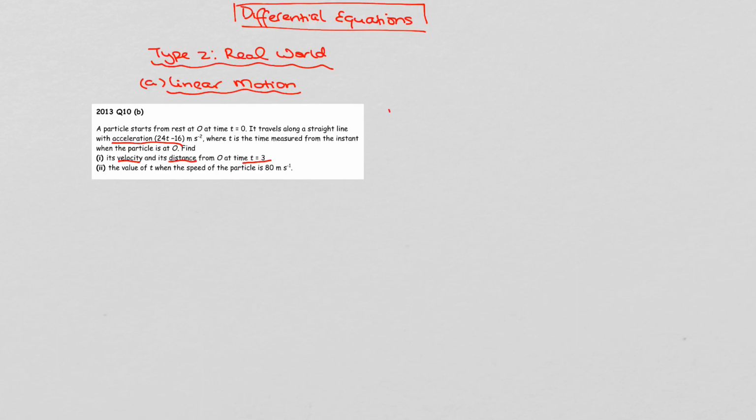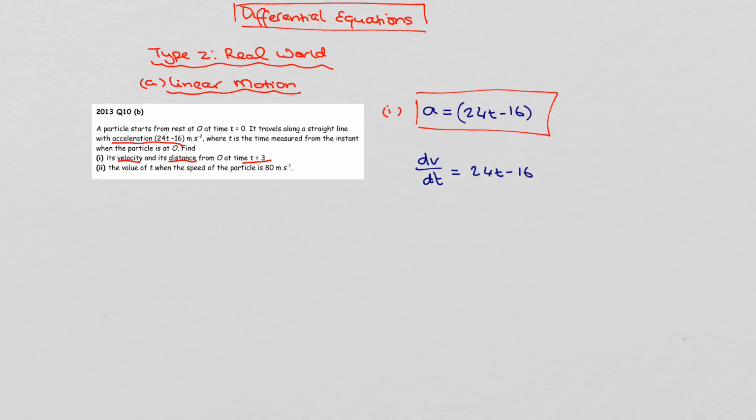Okay, so we're going to start with part 1. Our equation given to us is acceleration is equal to 24t minus 16, where t is our time and our acceleration is in meters per second squared. So if we're looking for velocity, we're going to use the fact that acceleration is the rate of change of velocity with respect to time. And we will then see, well, what limits are we given? So in other words, what do we know at the start and what do we know at the end?